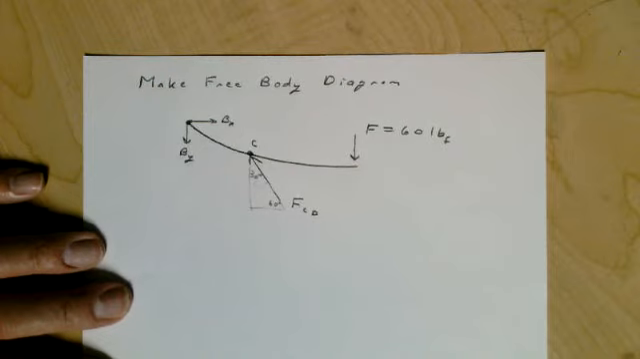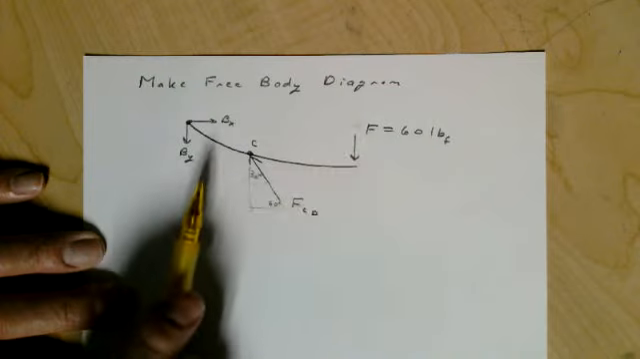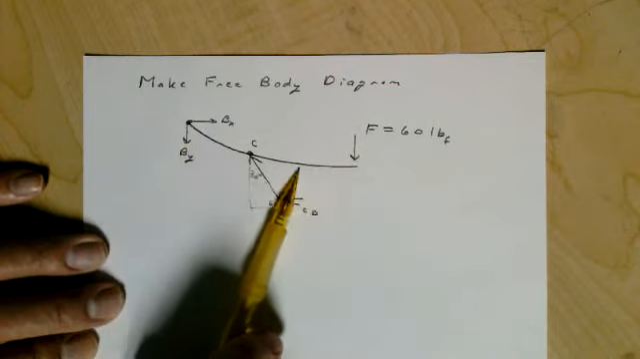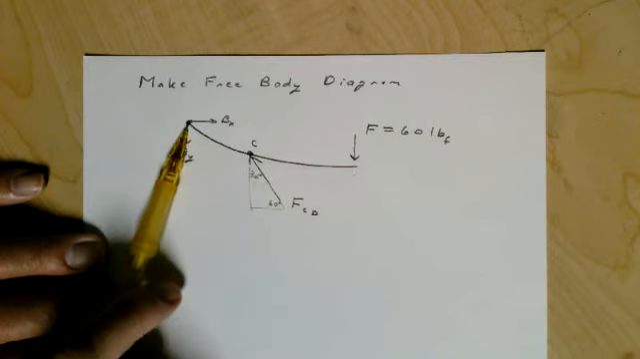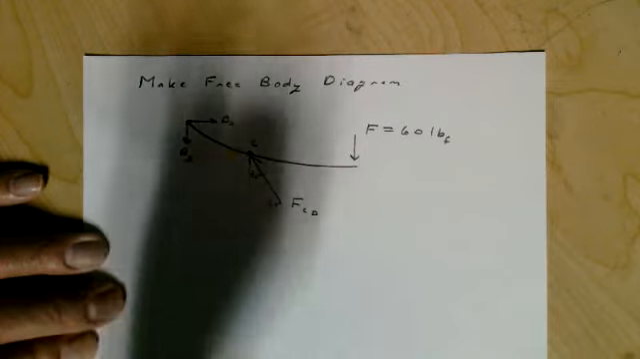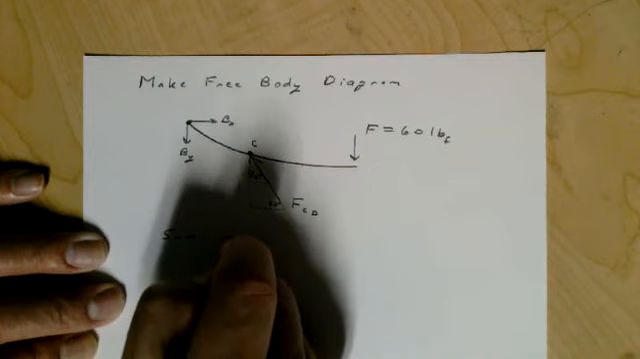So now, as we usually do on these, we want to sum the moments about the point that has the most unknowns. And that's going to be this point here. Notice we have two unknowns here. Sum the moments about that.